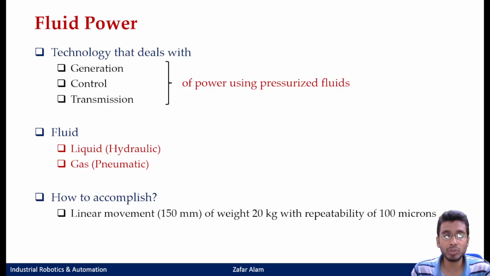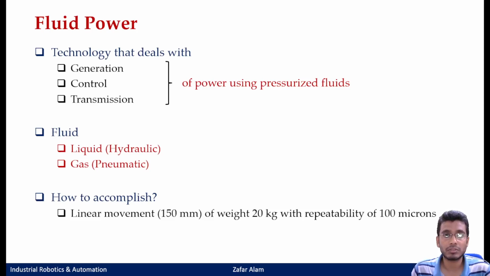So immediately, if you see this task, what comes to your mind? If you brush through your previous lectures in this course, what should automatically come to your mind is motors, right? Because of all this accuracy. But again, motors give what? Circular or rotary movement. So how are you going to convert this rotary movement to linear movement?